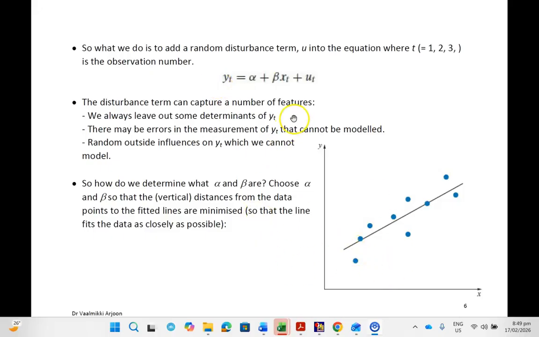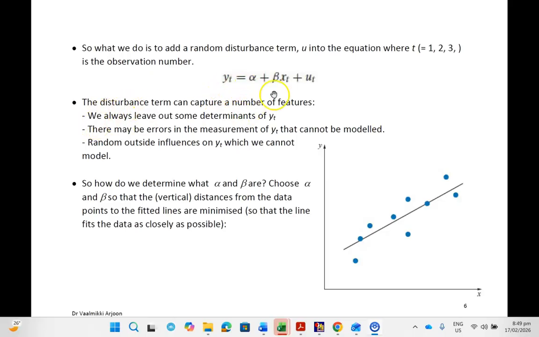does not perfectly indicate all the time how X affects Y. This means that there are other determinants that would affect Y besides this particular X variable, and we might have left them out. Hence, it shows the linear relationship moving upwards from left to right, yes, but it's not perfect. There may also be errors in the measurement of Y that can't be modeled, or random outside influences on Y, which we also cannot model, okay?